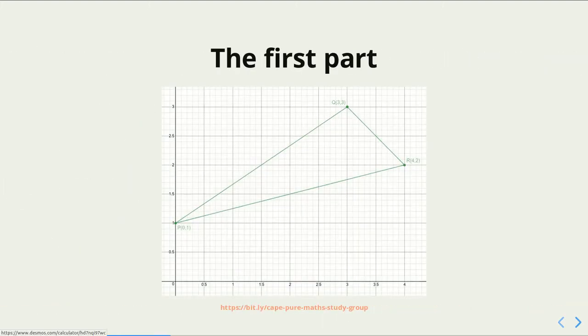Here's a sketch of triangle PQR on the Cartesian plane. P lies on the y-axis at the point (0,1), Q lies at the point (3,3), and R lies at the point (4,2). We simply connect all the points by straight lines to get a sketch of the triangle.